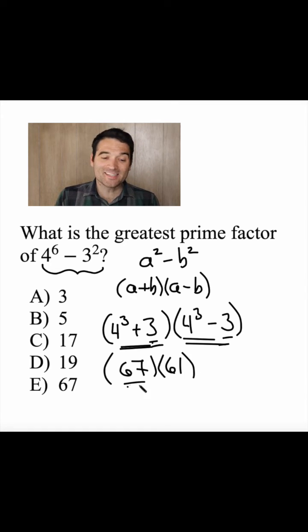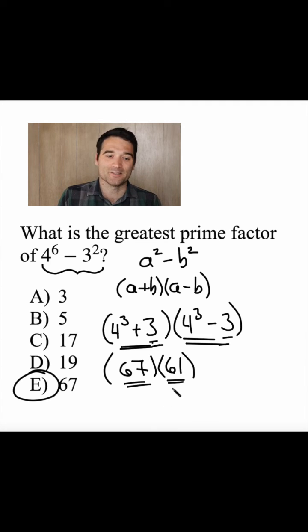Well, 67 is a prime number, right? And it's right there in the answer options. And it's going to be greater than whatever I break 61 down into, which I can't because 61 is also prime. So 67 is the greatest prime factor of this number.